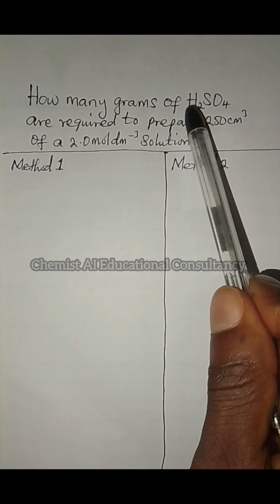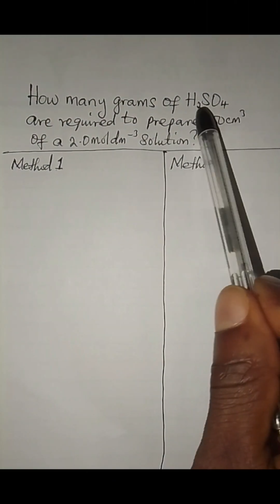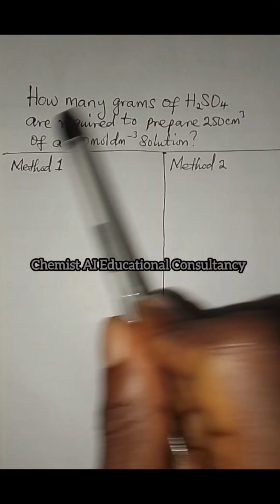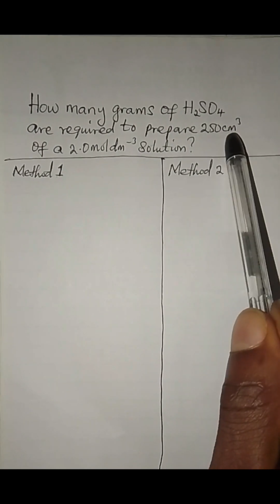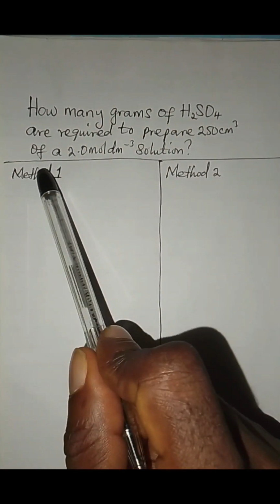The question says, how many grams of tetraoxosulfate 6 acid are required to prepare 250 cm cube of a 2.0 mole per dm cube solution?